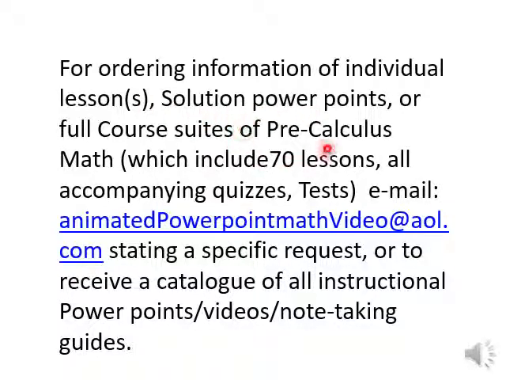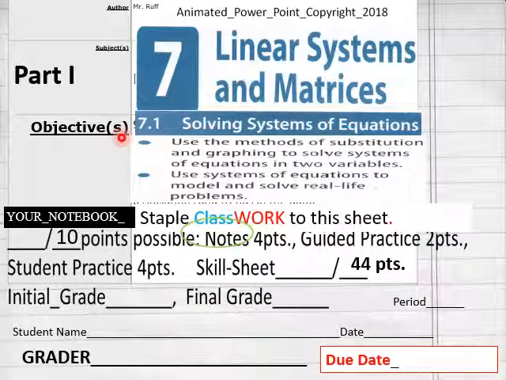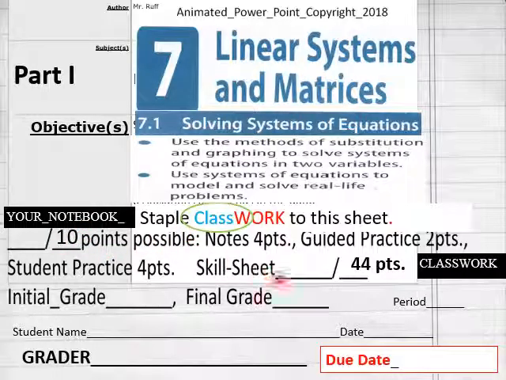Hello everybody, getting ready to do lesson 7.1 of pre-calculus math today, systems of equations. In today's lesson you've got 10 points on your notebook, so have your notebook sheets or notebooks out, students. Then we have 44 points of classwork to do today. Part 1, solving systems of equations, for chapter 7, linear systems and matrices.